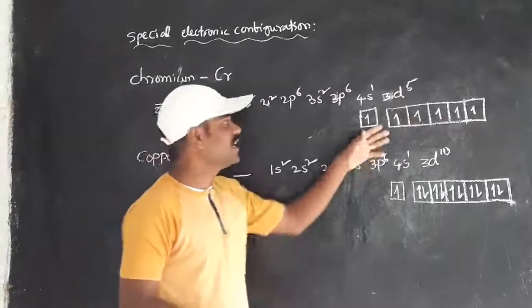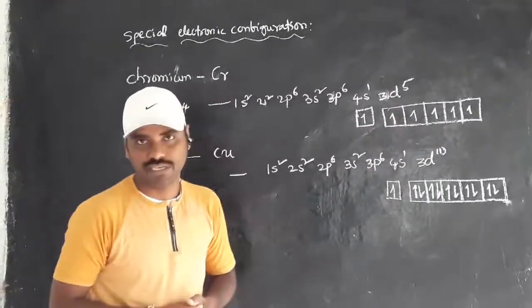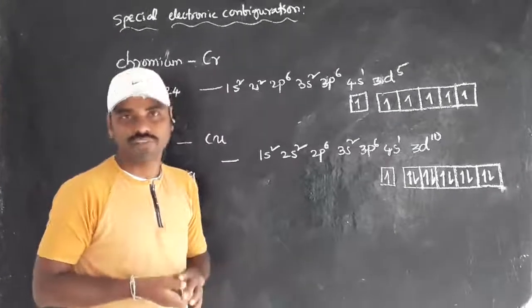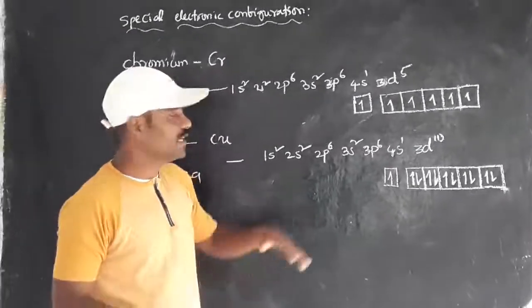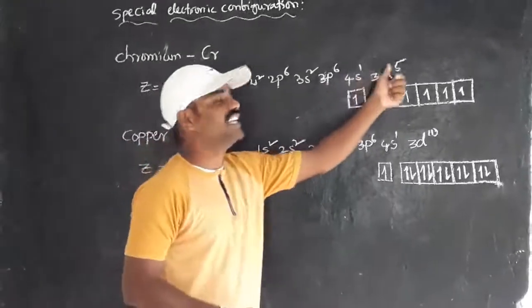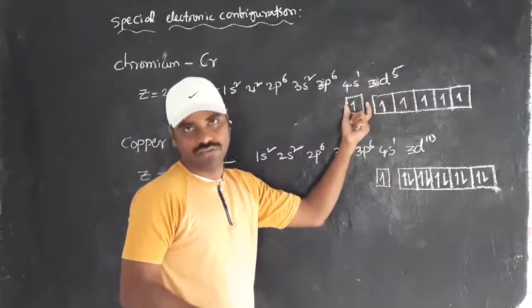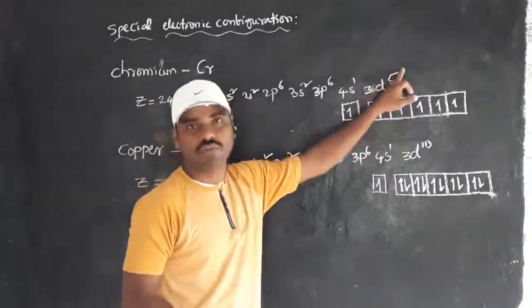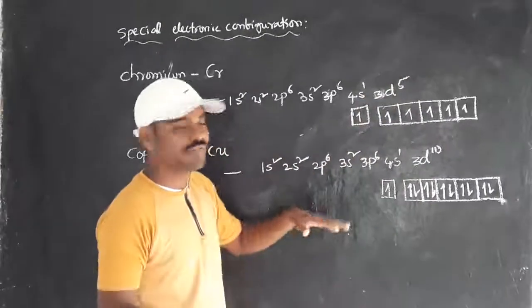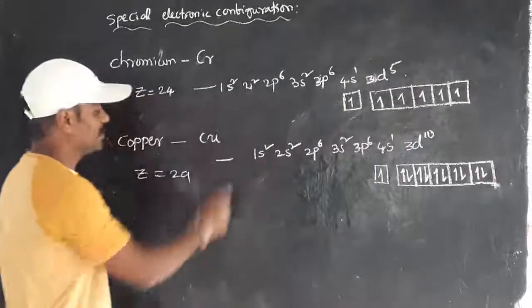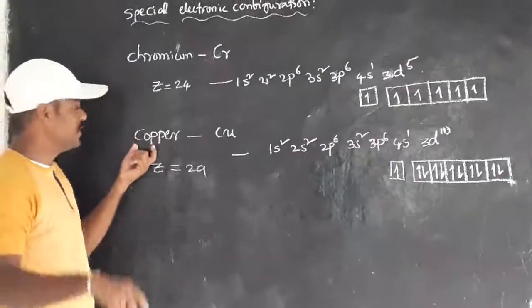In that case, it is not able to show any stability, and the chemical properties should also be different. Due to that, it shows the configuration 4s1, 3d5. This is the correct configuration. We never write it as 4s2 and 3d4. That is incorrect. The correct configuration is 4s1, 3d5, right? Like that. Then one more atom is copper.